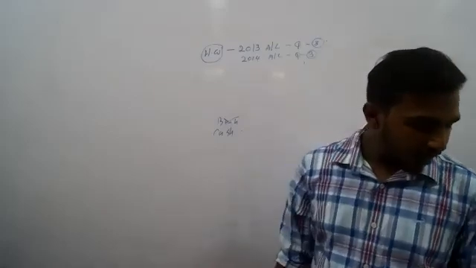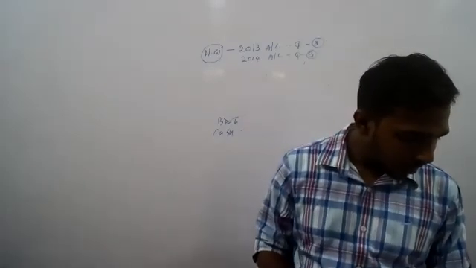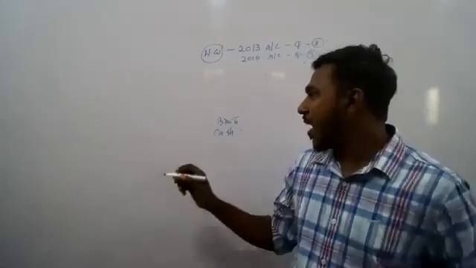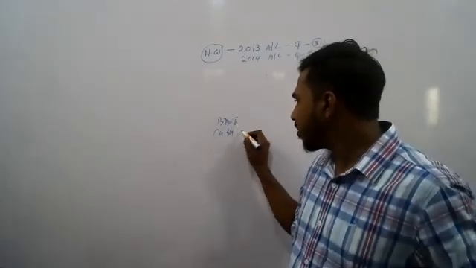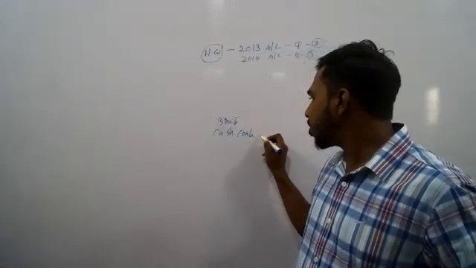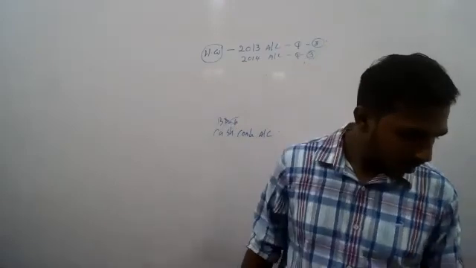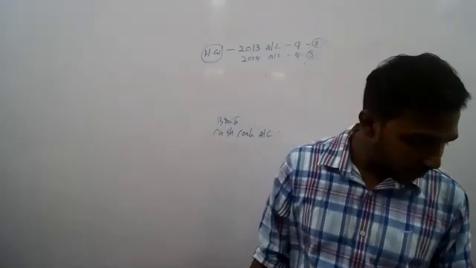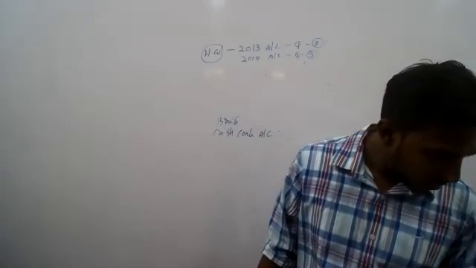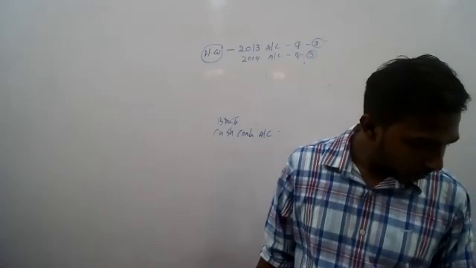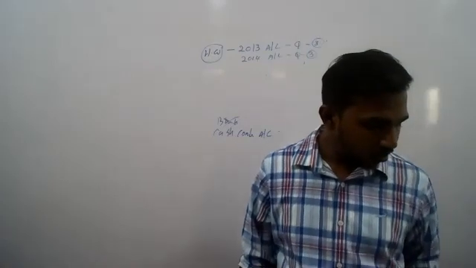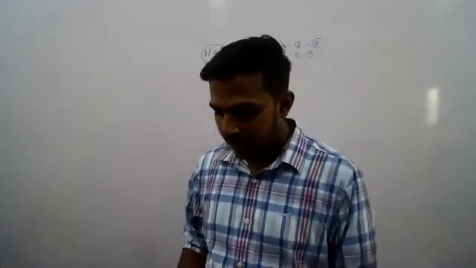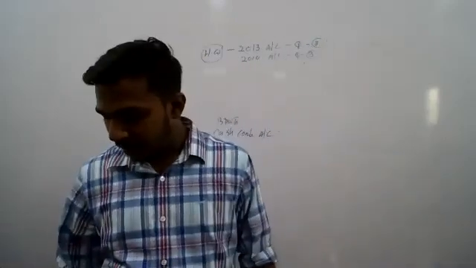Then Roman number 2. What does it say? Not bank balance. It should be cash control account balance. Roman number 2, not bank balance, it should be the cash control account balance. That's all. So you can try for that.